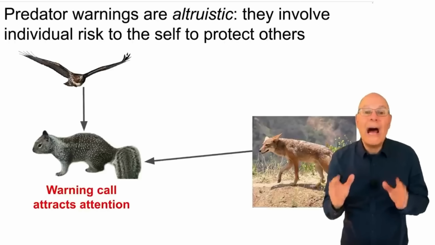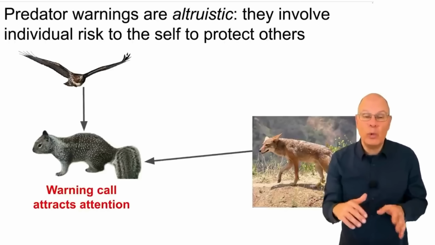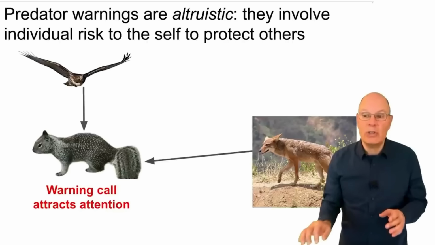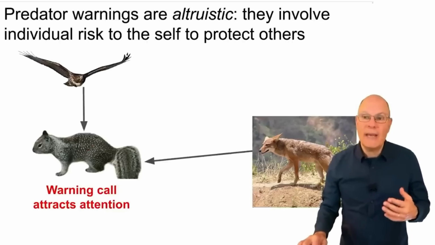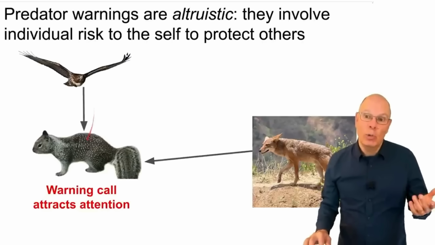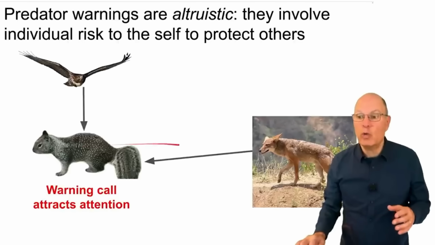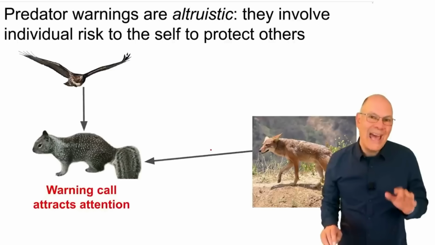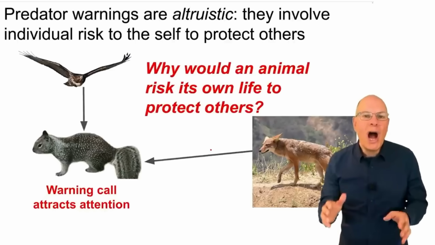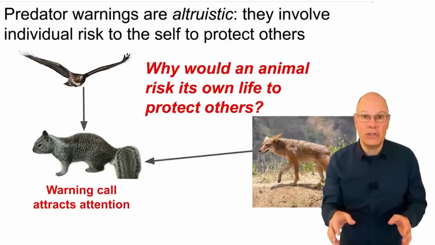Predator warnings are altruistic. They're self-sacrificing. They involve individual risk to the self to protect others. When a squirrel emits a call about an aerial predator, it increases the chance that that predator will attack the animal that calls out. That's of course true for a terrestrial predator as well. And that leads us to the question, why would an animal risk its own life to protect others?